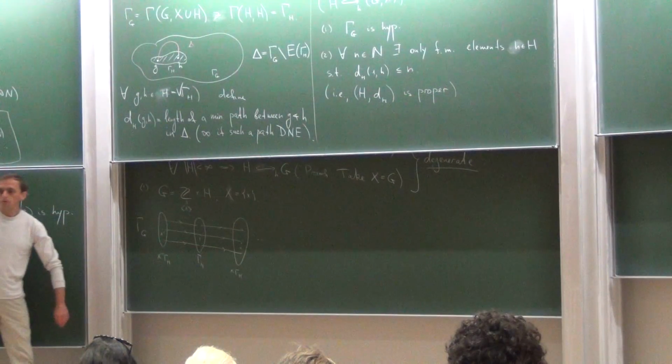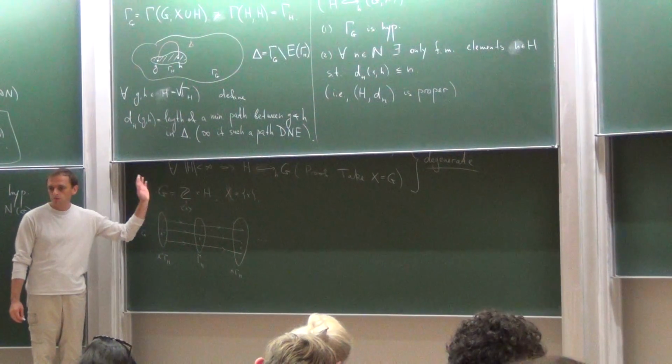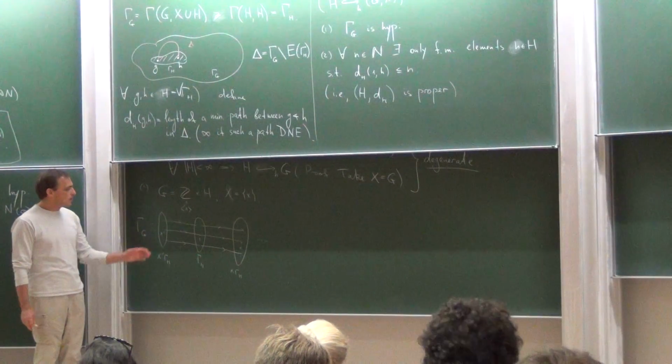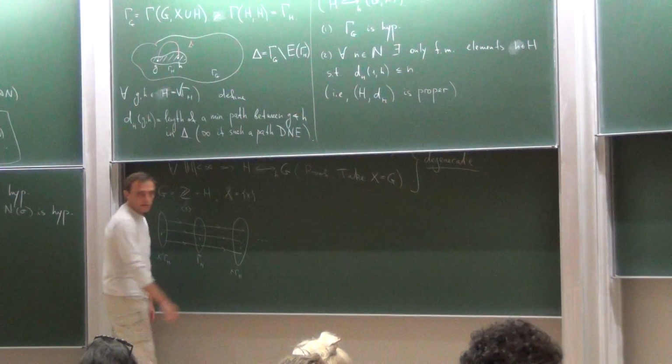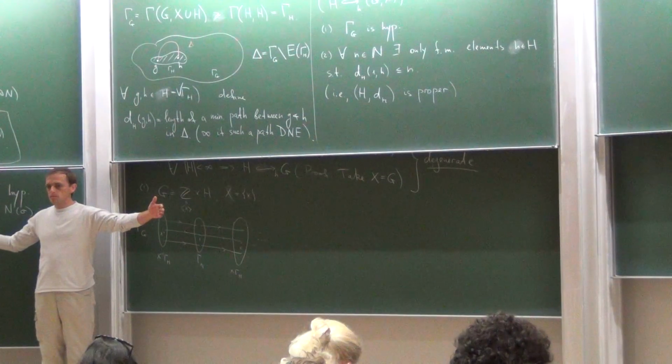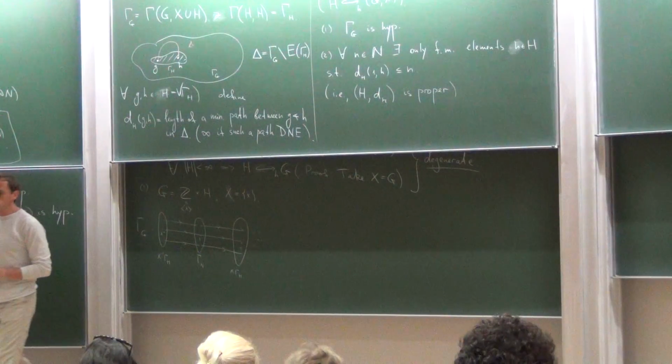So it's not a locally finite space. So this is a complete graph on countably many vertices if my group H is countable, subgroup H is countable. And up to quasi-isometry, it's just a line, right? It's quasi-isometric to a line. So the first condition in the definition holds true.